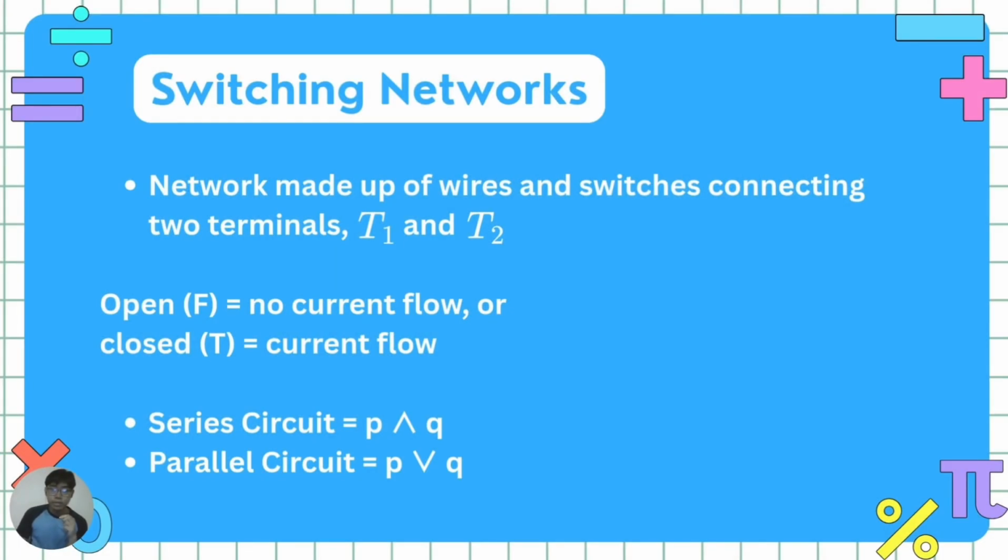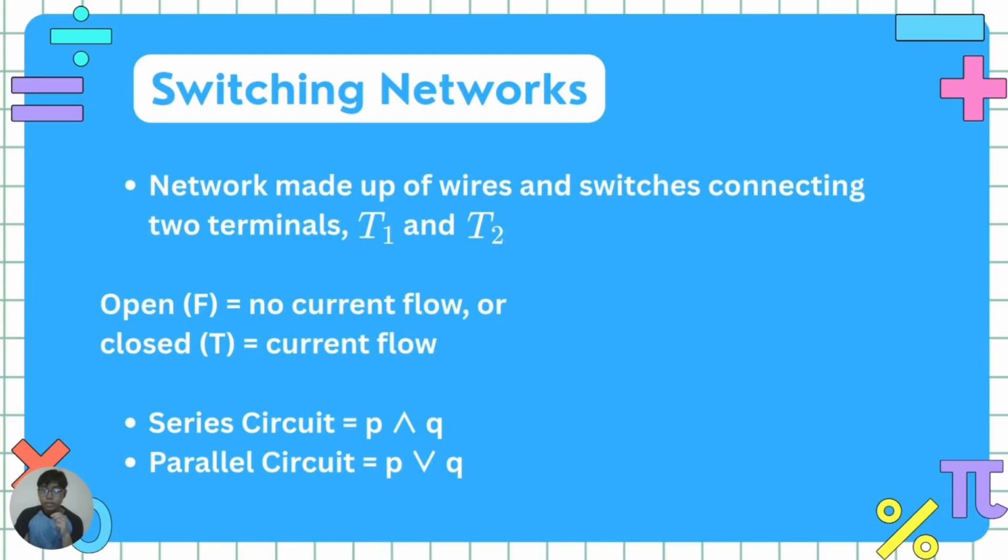Hi, my name is Muhammad Ashar and I will talk about switching networks. In simple terms, a switching network is an arrangement of wires and switches that connect two points, which we label as terminal 1 and terminal 2. The goal is to get an electrical current from one end to the other.